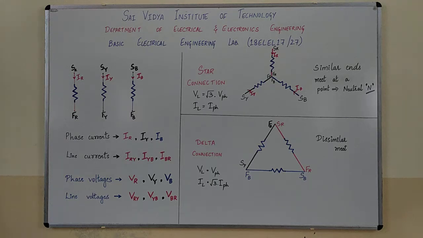In star connection, the line voltage is √3 times the phase voltage, whereas the line current is equal to the phase current. The line voltage is indicated as VL and the phase voltage is indicated as VPH. The line current is indicated as IL and the phase current is indicated as IPH.